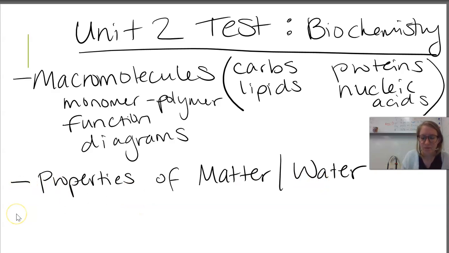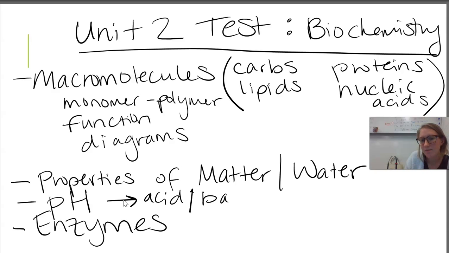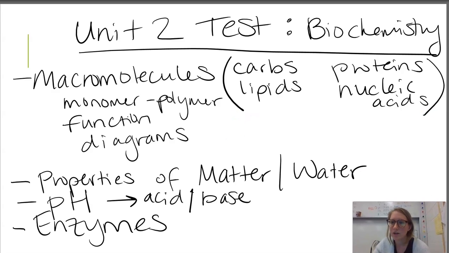Okay. And then the last thing that we talked about were enzymes. I'm sorry, that's not the last thing we talked about. We also had pH. So properties of matter and water, pH, and then enzymes, which are a type of protein. So, you know, how it works, how it lowers the activation energy, things like that. Also need to know about the pH scale and what's an acid versus a base. What makes something acidic and what makes something basic. So this is everything that is on your Unit 2 test.